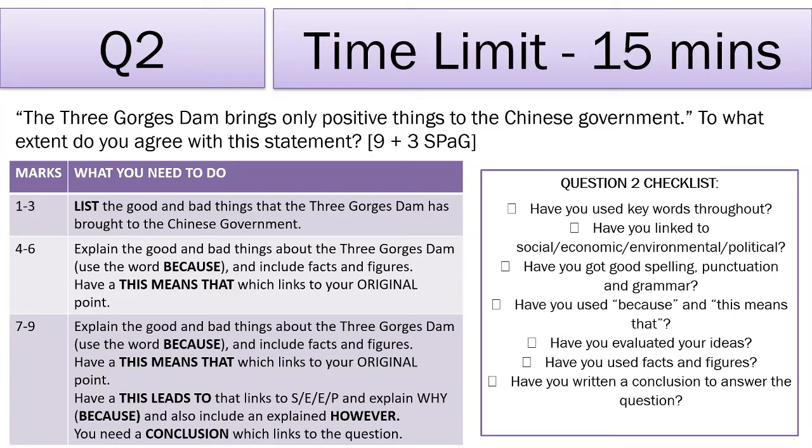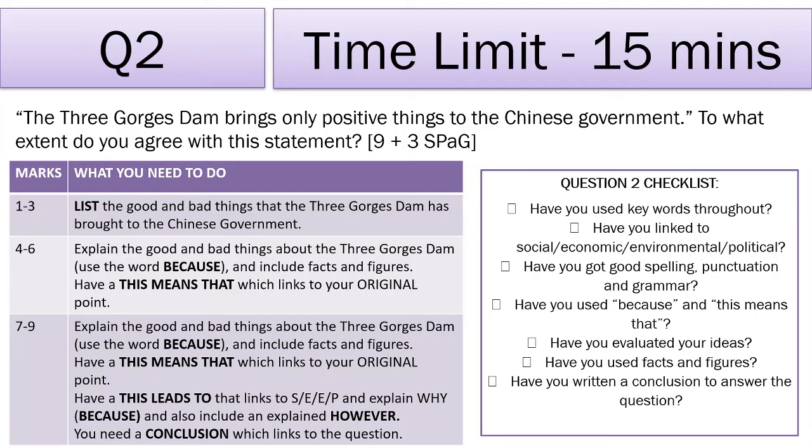For 7 to 9 marks, you're doing your 2 PEDAL paragraphs. You're adding in your link to SEEP, like I've just said, but you're also adding in however. So that's where you need to evaluate your point. If you said it was a good thing, so the Chinese government have had good things from the Three Gorges Dam because of this, explained it, linked to SEEP, then you say, however, this could be a problem because, or you could say, however, a better thing for the Chinese government was this as well. And then when you do your negative, you can do the same, but you might say, however, a good thing of this negative was this, or another negative that was even worse was this, and explain that just briefly.